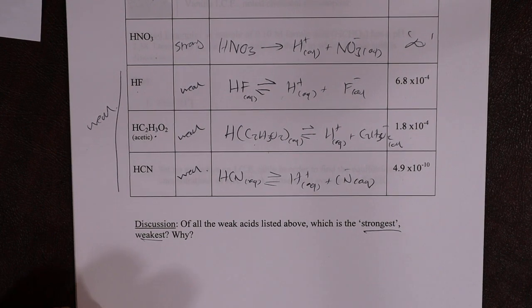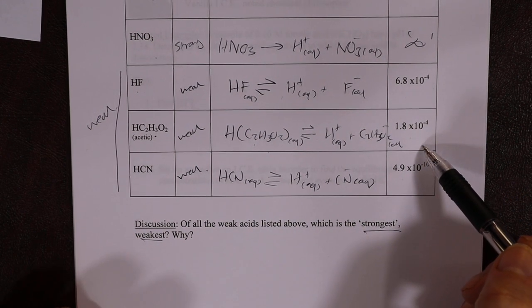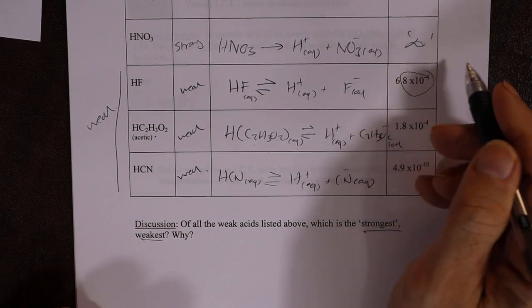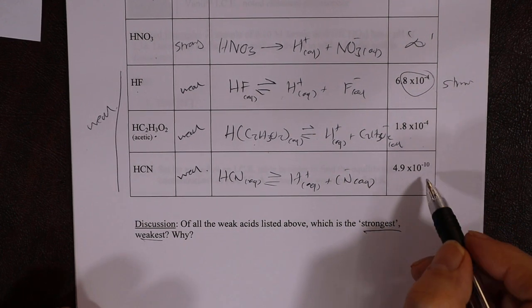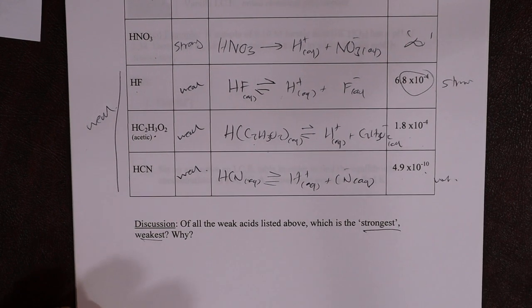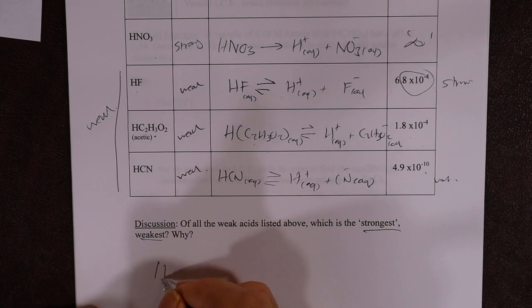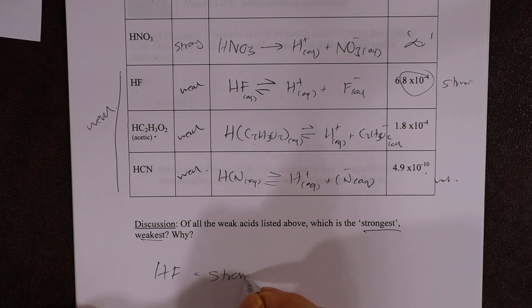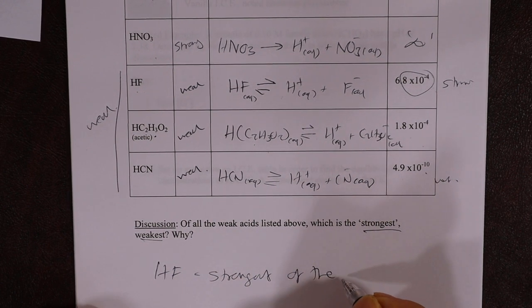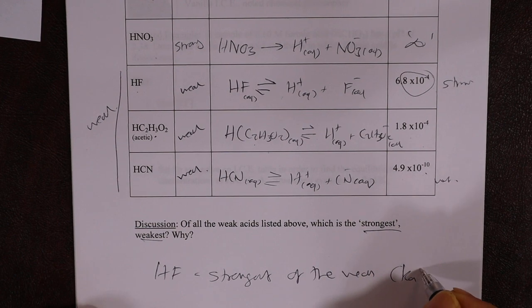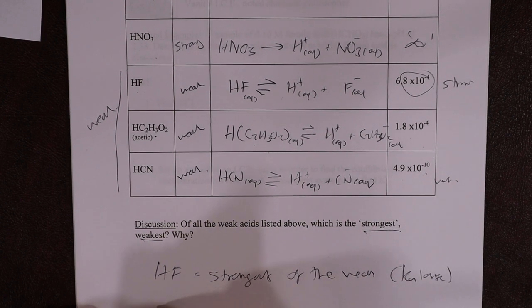If you think about it, Ka is a measure of products over reactants. Products are H+, so the bigger the number, the more H+. Which of these has the bigger dissociation constant? Well, it's the first one. So that's the strongest of the weak, and this is the weakest of the weak. So the strongest is HF, strongest of the weak, Ka largest, and HCN weakest of the weak, Ka smallest.